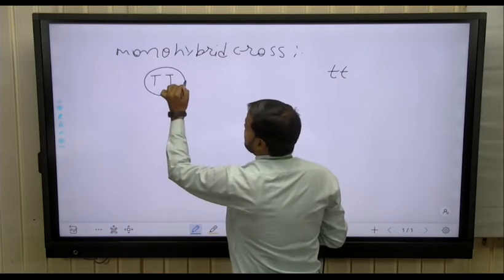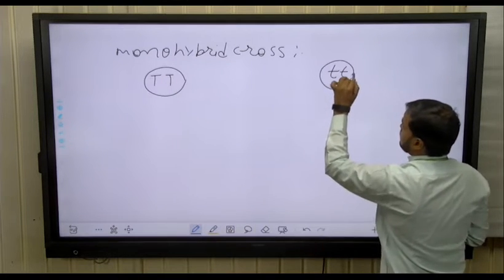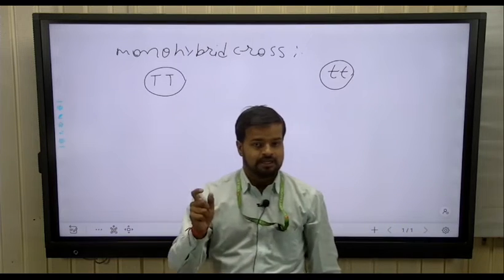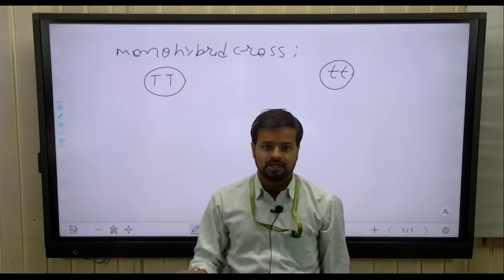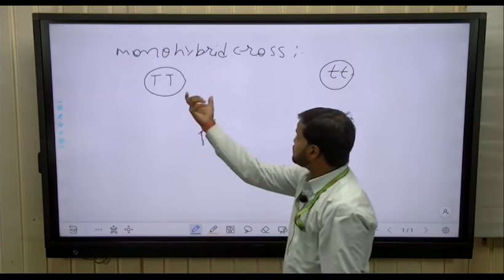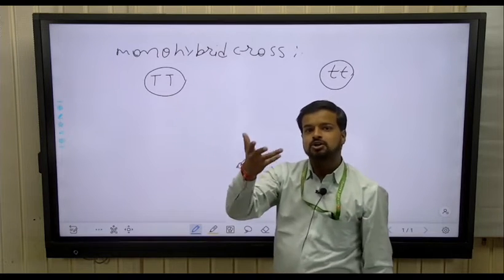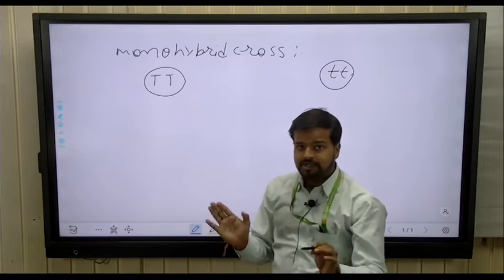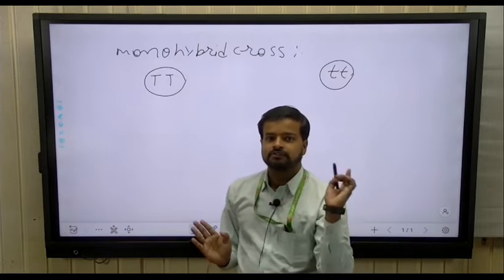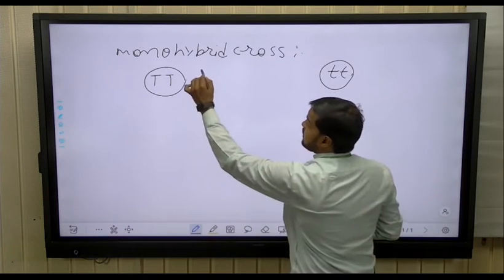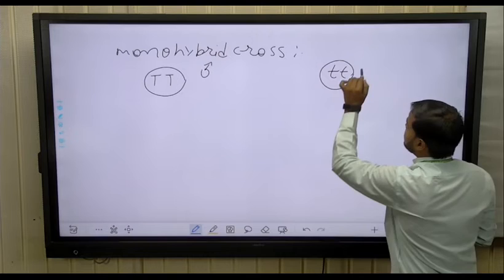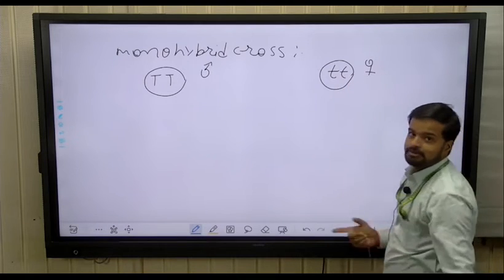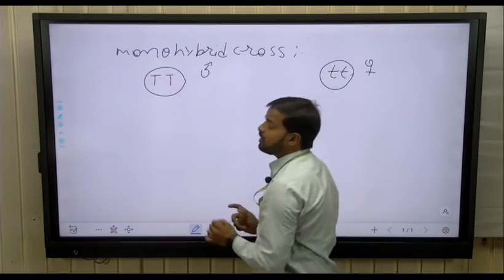Students, as we know, one of the gene pairs works as a male and one works as a female. It is not fixed which one is male and which one is female. It depends on you, but we fix one as male and one as female. That means if we draw like that, the other is what? Female.